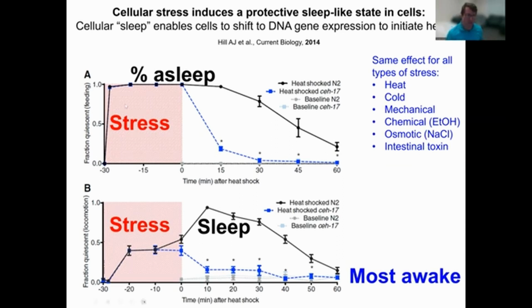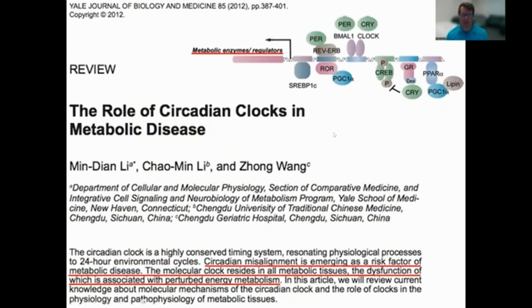So here you can see after a stress, the stressors are listed on the right-hand side of the slide, that cell activity levels will go down and the equivalent of sleep is going up so that they can heal from whatever that stressor is. That might be your normal wear and tear of getting through a busy day. It might be exercise. It might be an injury or a minor surgery that you're trying to heal from.